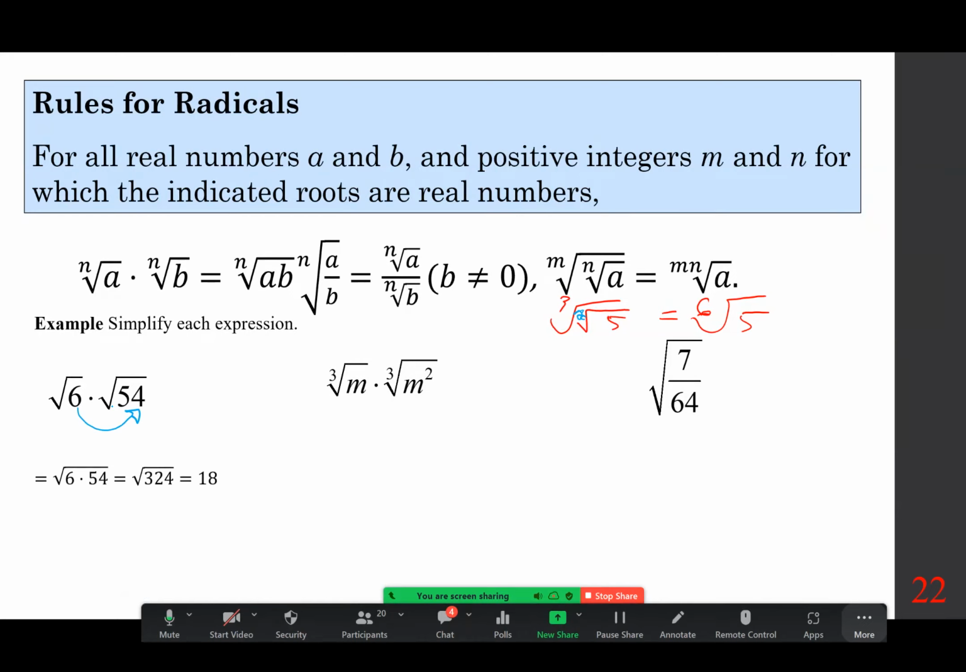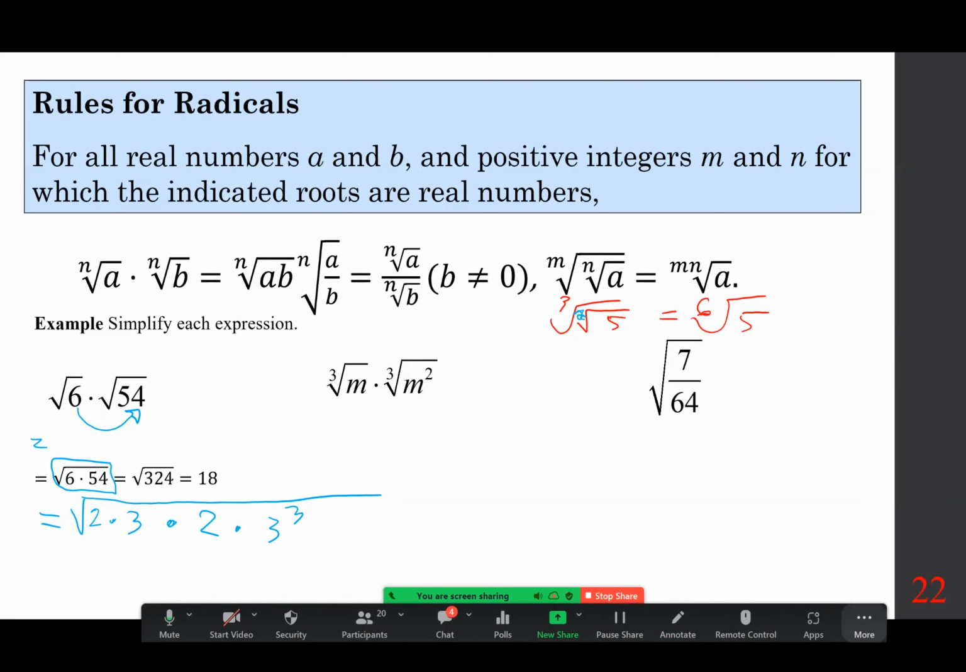I'm going to show you a different method, because when the numbers get larger, it may be difficult to see the answer. So what you can do is, let's write it here. 6, you write it as 2 times 3. 54, okay? You can write it as 2 times 3 cubed. I'm assuming 54 is 2 times 27, and 27 is 3 cubed.